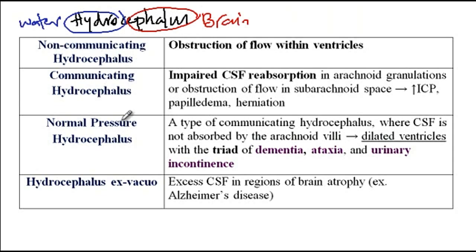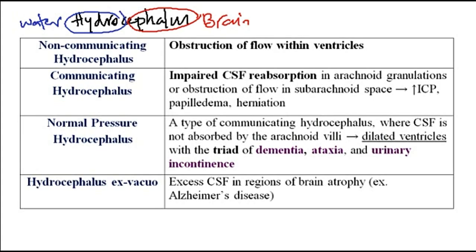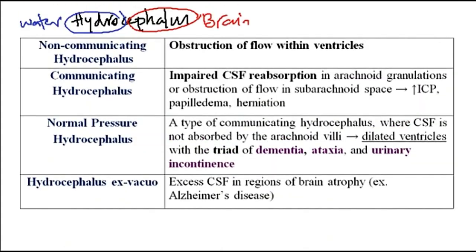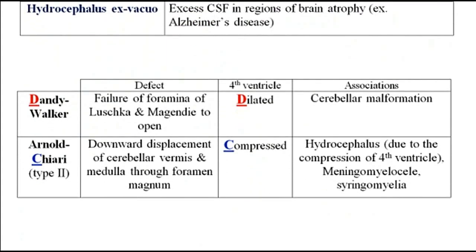Now there are different forms of the hydrocephalus that are listed here, and then there are also other conditions like Dandy-Walker and Arnold-Chiari syndrome, which are associated with dilated or compression of the fourth ventricles. So what I'm going to do is that first I would like to describe the normal physiology of the cerebrospinal fluid production and then discuss the anatomy of the cerebral ventricles, after which it would become very easy to understand the mechanism of pathogenesis of these disorders.